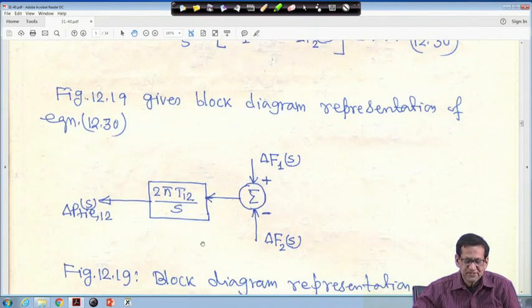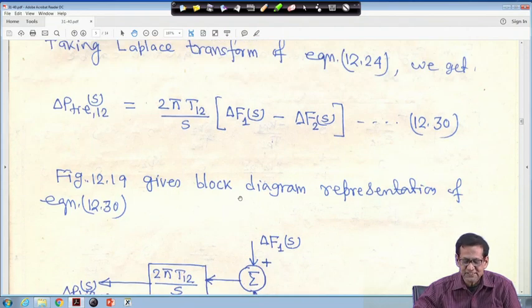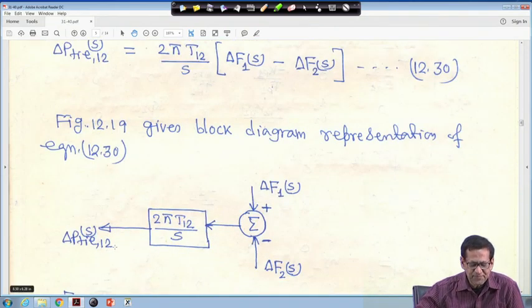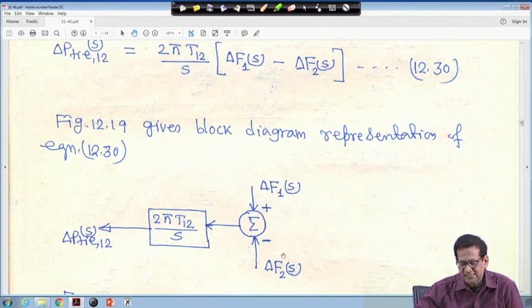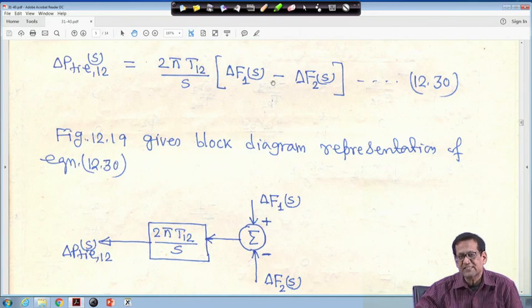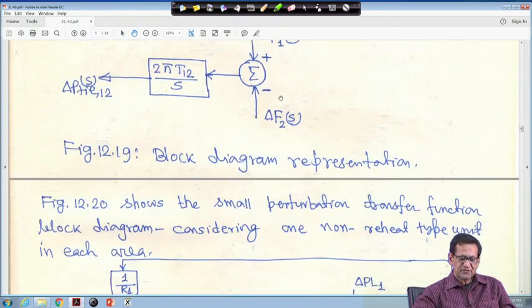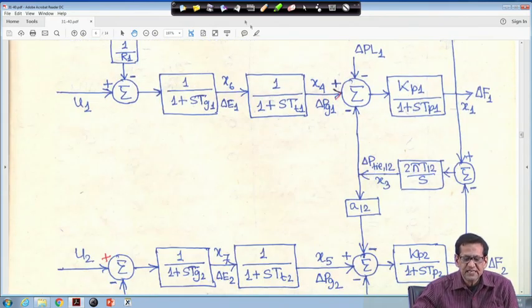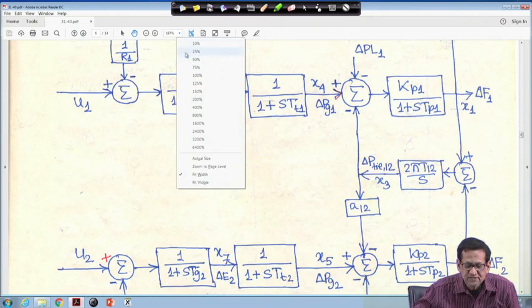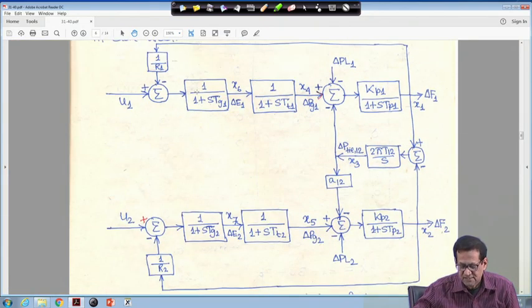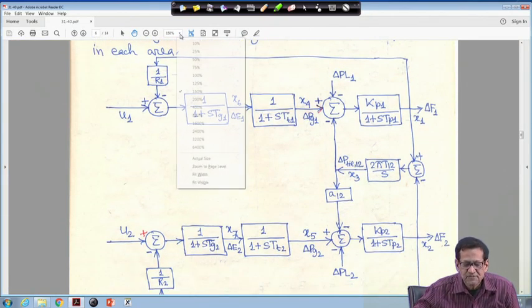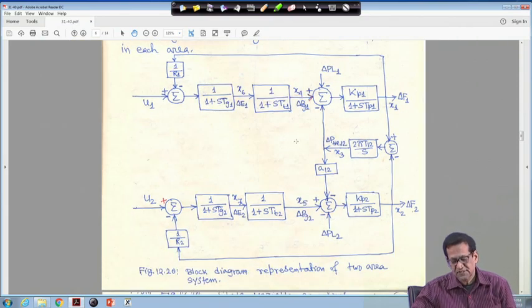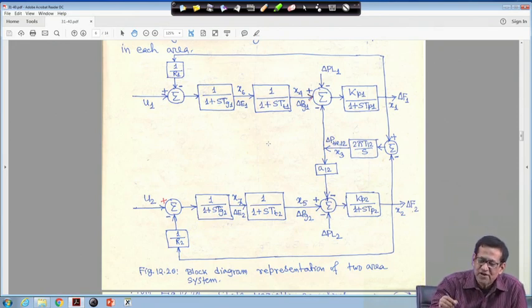Therefore, from equation 30, this is the block diagram: delta P tie 1-2(s) is equal to 2 pi T12 upon s into delta F1(s) minus delta F2(s). Therefore, the complete block diagram of the two area system is like this. Let me just reduce it, just hold on. So, this is the block diagram for the two area interconnected power system.